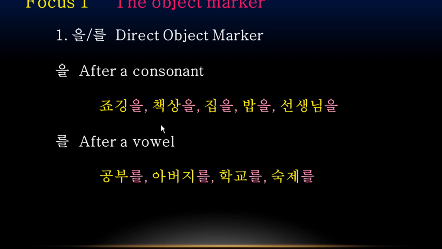Okay, this time I want you to pay really close attention to the pronunciation. 조깅을, 책상을, 집을, 밥을, 선생님을. Do you notice anything? If you said liaison, you would be right, because with these sounds, the final consonant moves up and becomes 집을, 밥을, 선생님을, like that. But it doesn't happen with the ng sound. 조깅을, 책상을.